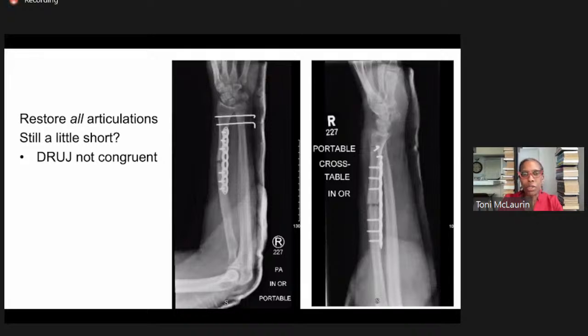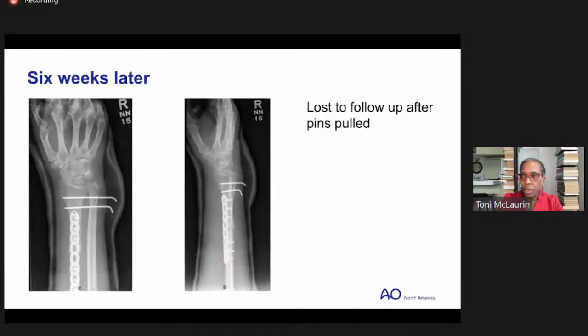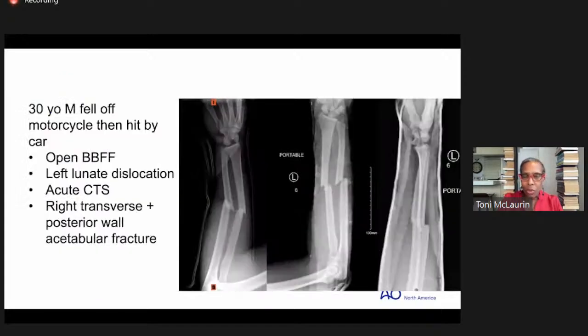The goal was to restore all of the articulations. As I said, I think it's still a little short, but again, these are not great x-rays. The DRUJ is not congruent, but he did actually have good function, full pronation, supination in the OR before we pinned the DRUJ, and showed up 6 weeks later looking like this. The pins were pulled, and then he was lost to follow-up, which is a recurring theme in most of my presentations here.